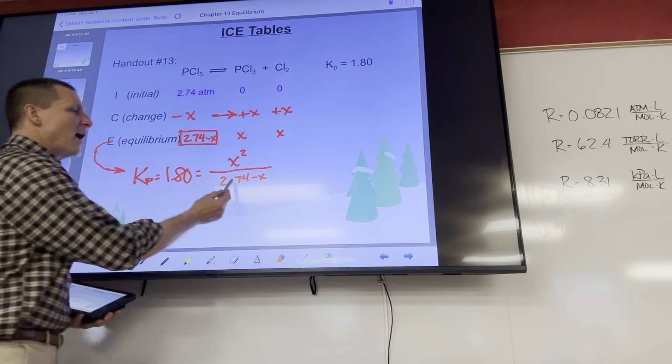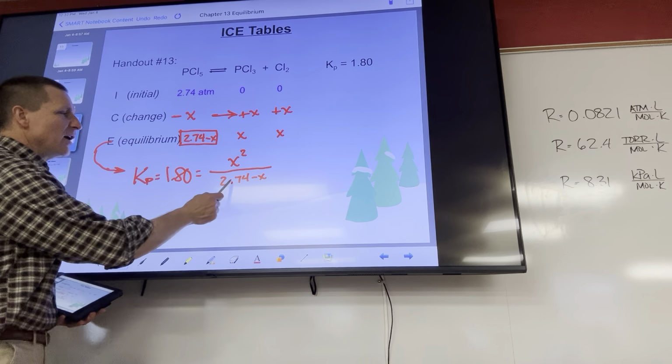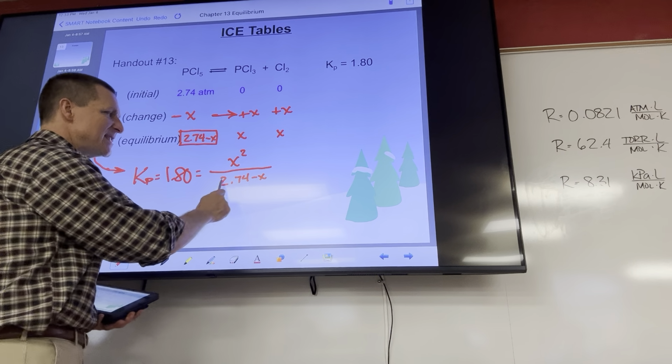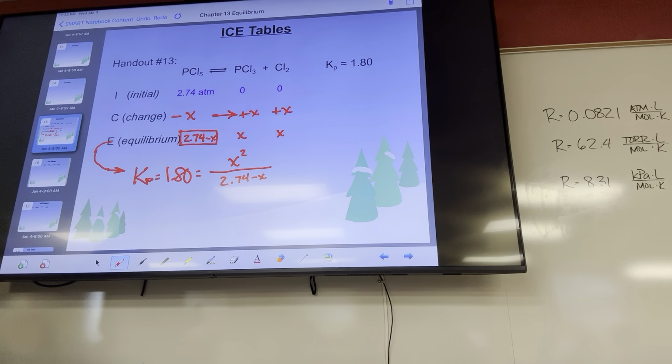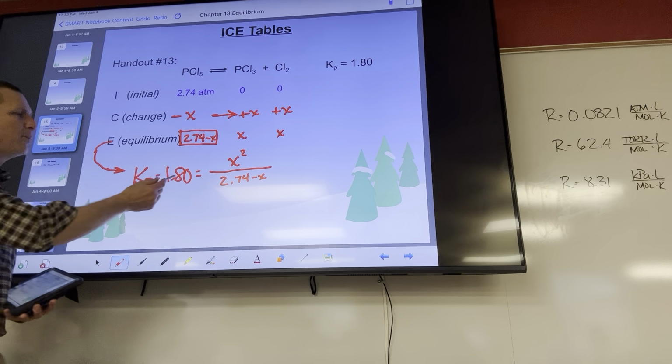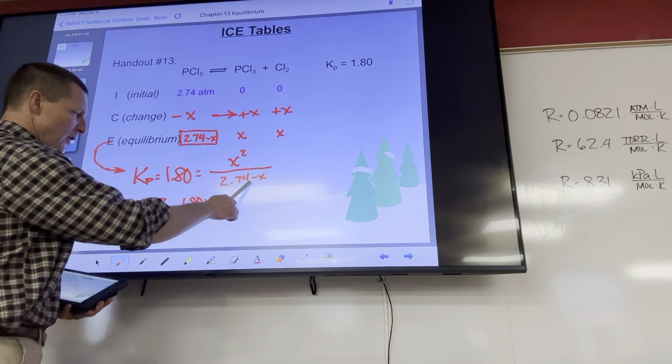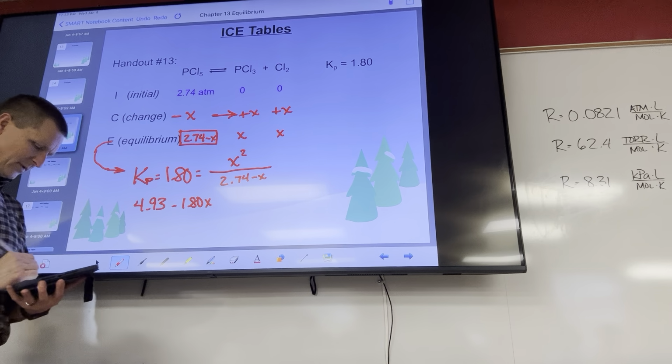So, yeah, we have a quantity in the denominator. We're going to multiply that quantity out to get it out of the denominator. So 1.80 times that is going to give us this. I still have it on my calculator. So 1.8 times 2.74 is 4.93. And then minus 1.80x. So I've now distributed that into that quantity, that's those two. And that's equal to x squared.